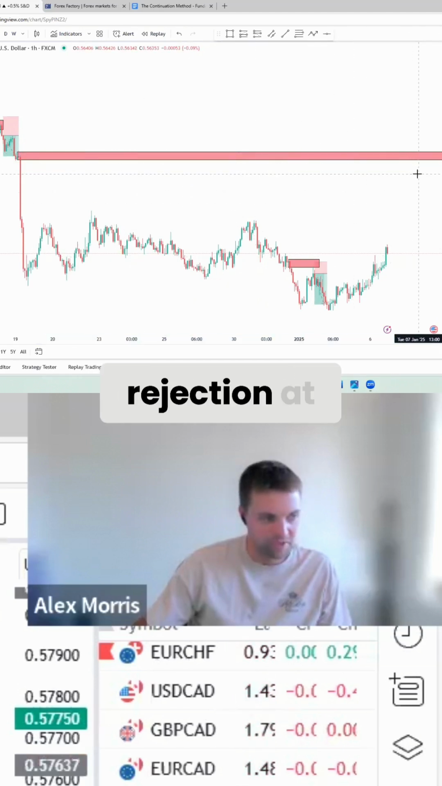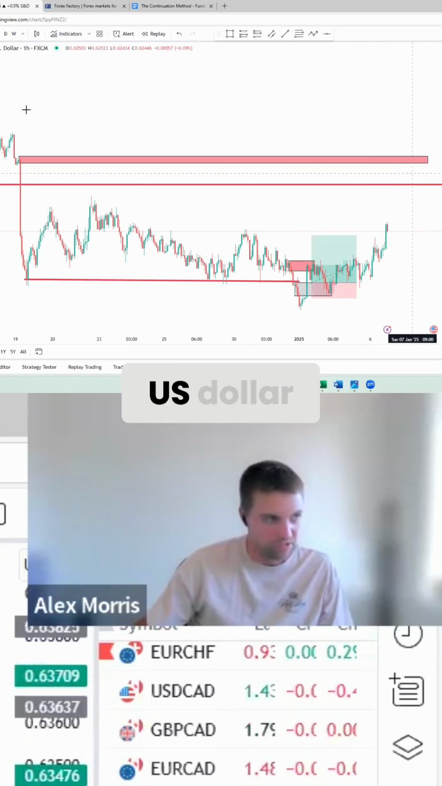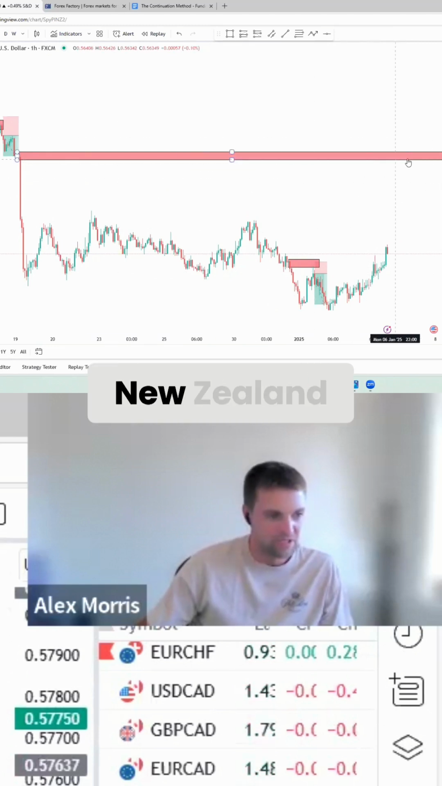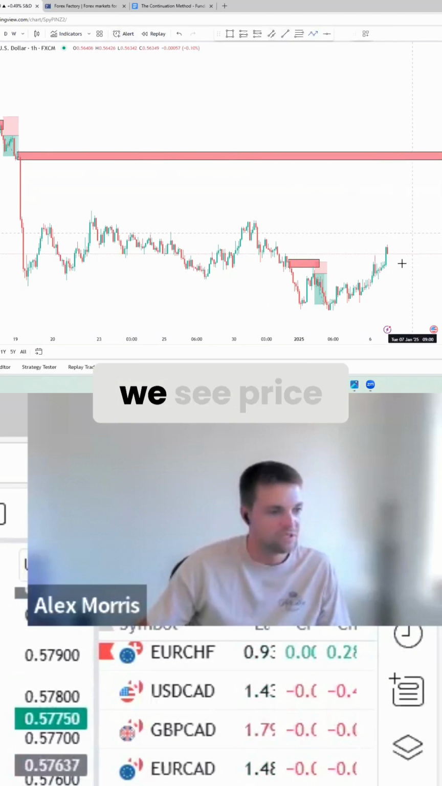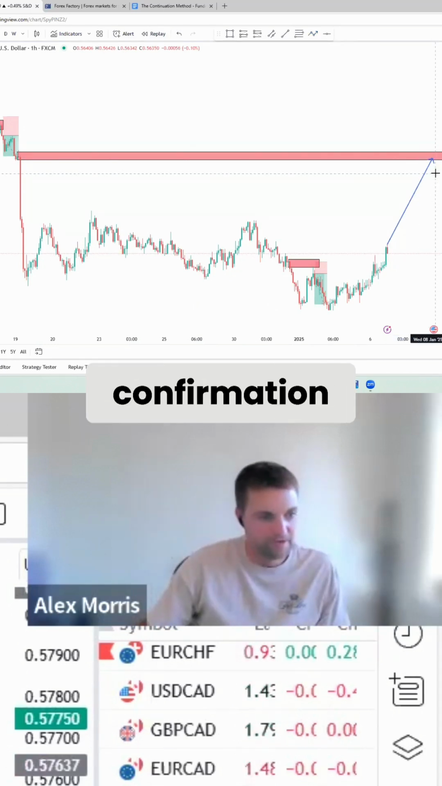If we see a strong rejection at that supply zone with New Zealand US dollar, and we see the same rejection at the Australian US dollar, what would we do in this scenario? And this is just a question I'm throwing out there. So we've got price coming back to New Zealand US dollar. Let's just assume we see price come all the way back to this supply zone on 7th of Jan, so tomorrow. We then see a confirmation candle.